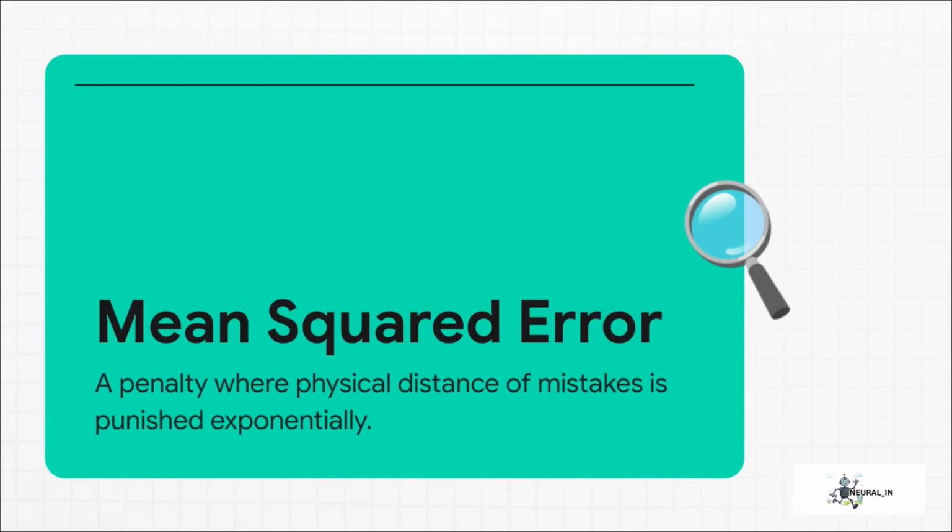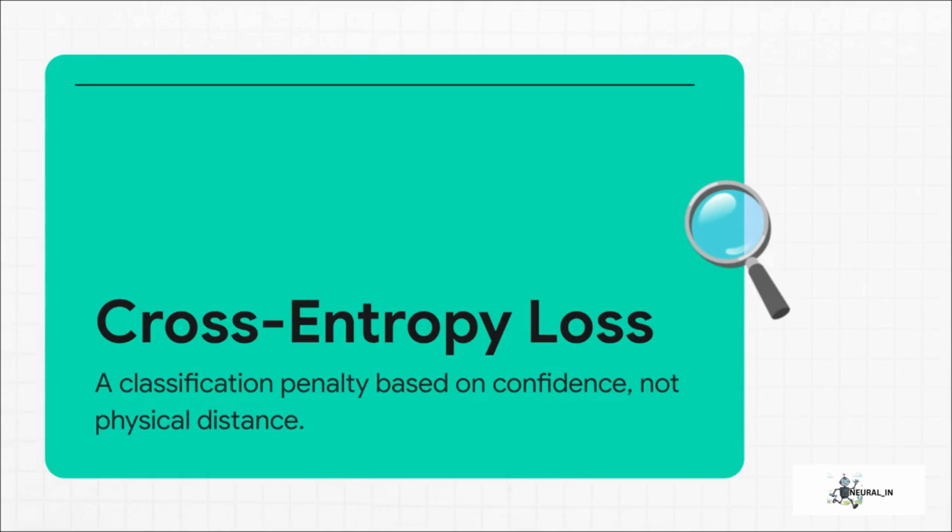In regression, physical distance really matters. If the actual house price is $500,000 and your model predicts $450,000, that massive physical distance of 50 grand is heavily penalized using something called mean squared error. By literally squaring the error, the AI exponentially punishes itself for massive outliers, which forcefully drags the line of best fit closer and closer to the actual data. But in classification, physical distance doesn't mean a thing.